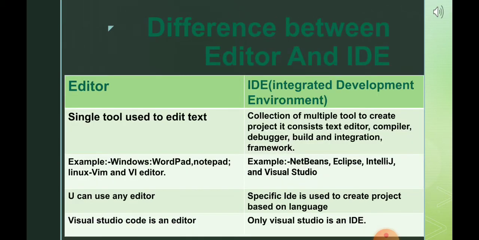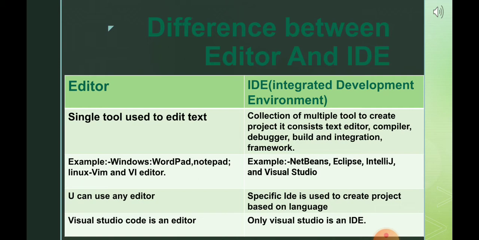Then, what is the difference between an IDE and an editor? An editor is a tool that is designed to edit text. IDE means Integrated Development Environment. It is a collection of tools used to develop any project. Whatever things you require to develop a project, all are integrated in one place. It may be a text editor, compiler, debugger, build, integration and framework, etc.